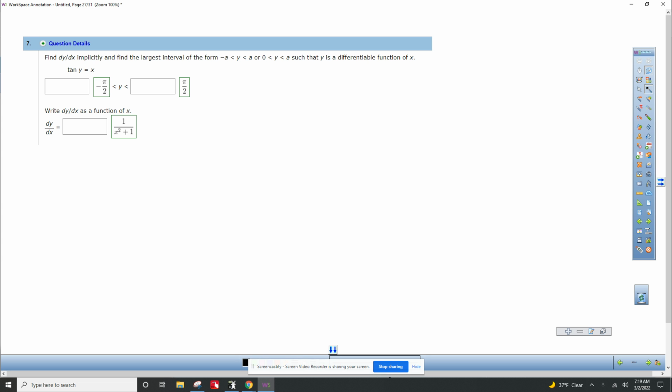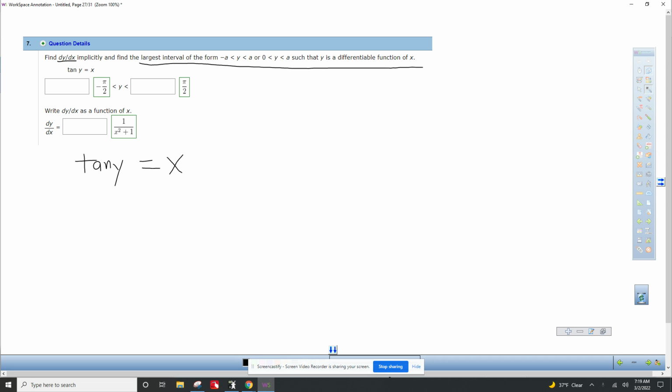So, the hard part for me on this question is to find the largest interval such that y is a differentiable function. So that's going to be step two. Step one is to find dy/dx. Now we're going to have to do this implicitly because y is not a function of x. So let me rewrite the equation. Now let's take the derivative of both sides with respect to x.